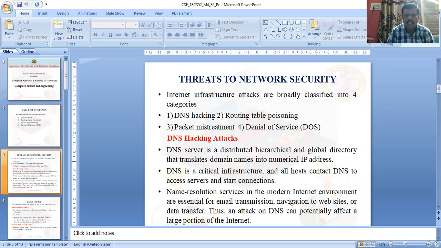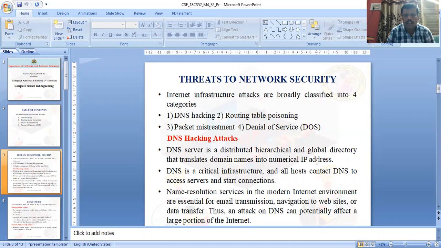DNS is critical infrastructure, and all hosts contact the DNS server to access servers and start connections. Hierarchically, they are connected: there is a root DNS server, then first-level DNS servers, based on the classification into generic domains and country domains. Country domains use the two-character country extension, like .in for India, which is exactly the websites of India, launched in that particular country domain.